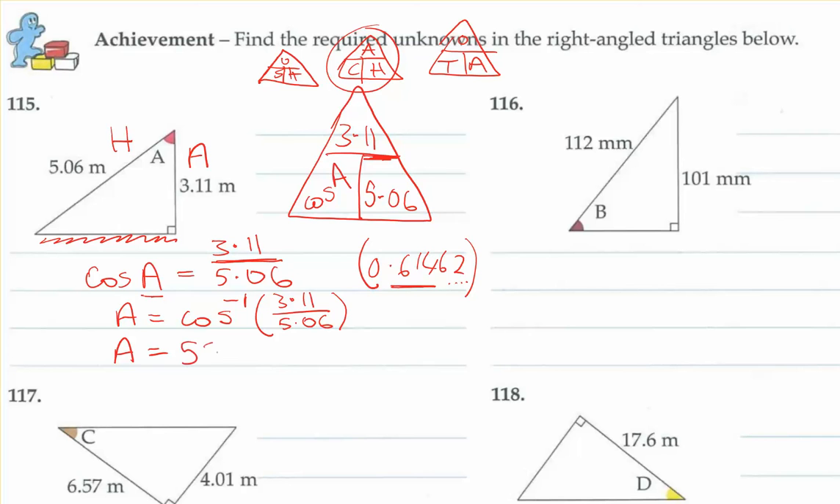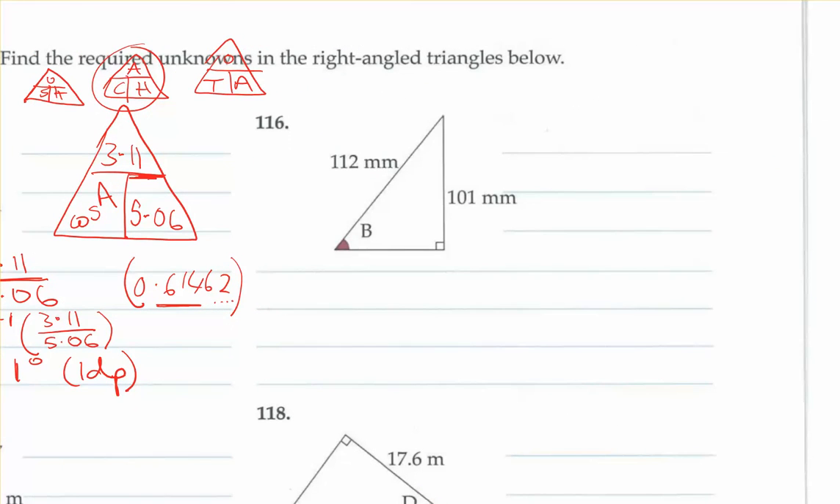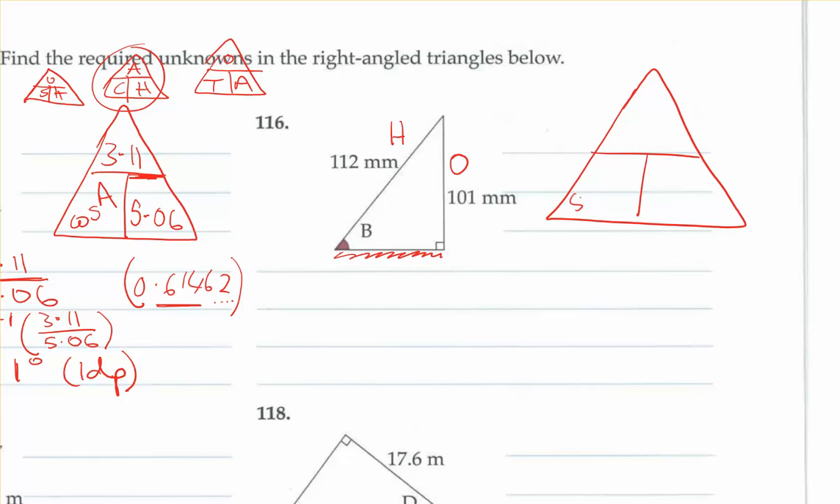Now angles should usually be rounded to 1 decimal place if possible, degrees to 1 dp. So I'll just try one more together. Let's try this one. We've got the opposite side and the hypotenuse. We'll ignore the third side that's not in the problem, so this tells me it's a sine. If we draw our triangle again, sine B equals 101 divided by 112.